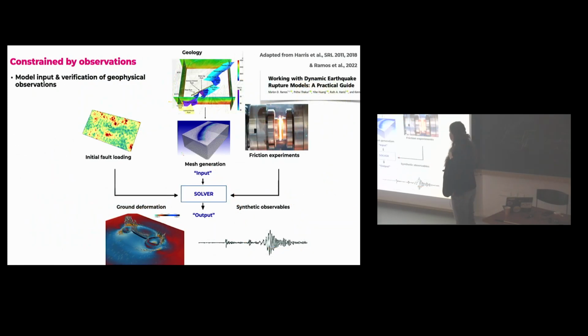So these models do not have to rely on purely artificial initial conditions, but we can use a range of observations to inform them and also to verify them. So we're able to include geology. This is the fault system of the Cargèse earthquake, 3D velocity structure, topography, stochastic, if you want, or fault roughness, descriptions of the initial fault loading, friction experiments. You combine all of this in meshes that can be capable of representing all of this complexity.